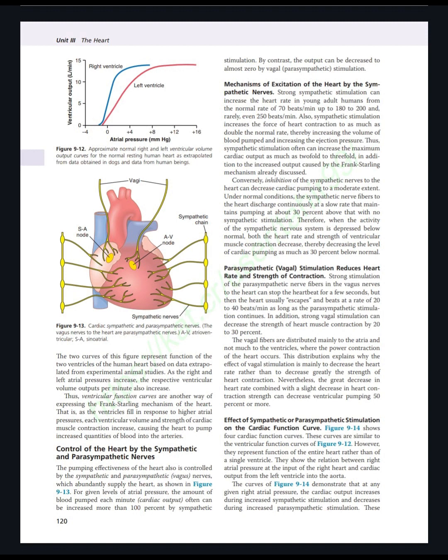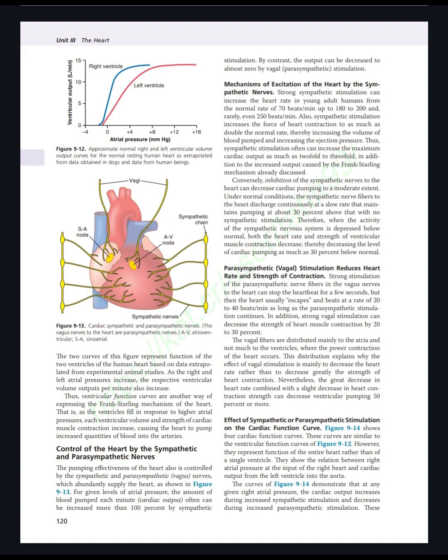Now let's highlight the next heading. The parasympathetic vagal stimulation reduces the heart rate and strength of contraction. Strong stimulation of the parasympathetic nerve fibers in the vagus nerve to the heart can stop the heartbeat for a few seconds, but the heart usually escapes and beats at a rate of 20 to 40 beats per minute as long as the parasympathetic stimulation continues. In addition, strong vagal stimulation can decrease the strength of heart contraction by 20 to 30%.